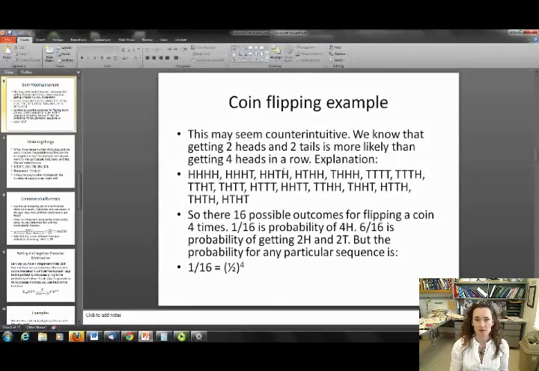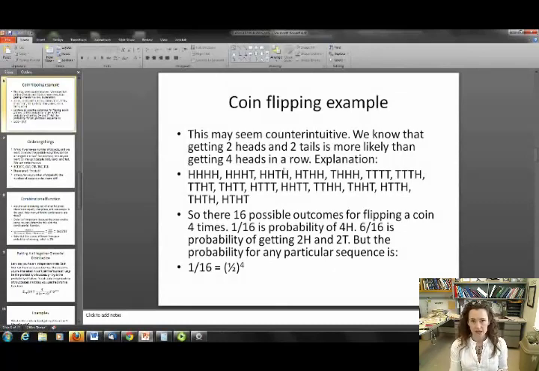But if you count them up out of that list, there's 6 different ways to get 2 heads and 2 tails because it depends upon the order in which it occurs, okay? So there's 6 possible ways to do that. So the probability of getting 2 heads and 2 tails, that's 6 out of 16, okay?